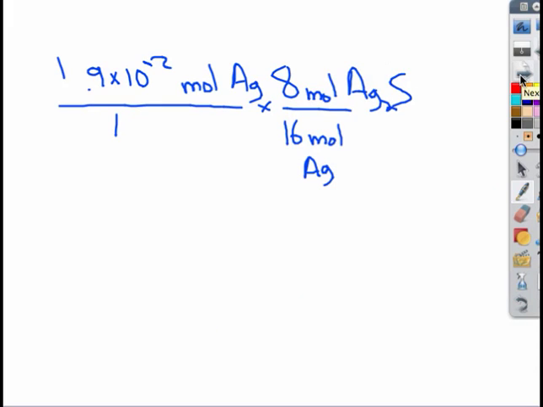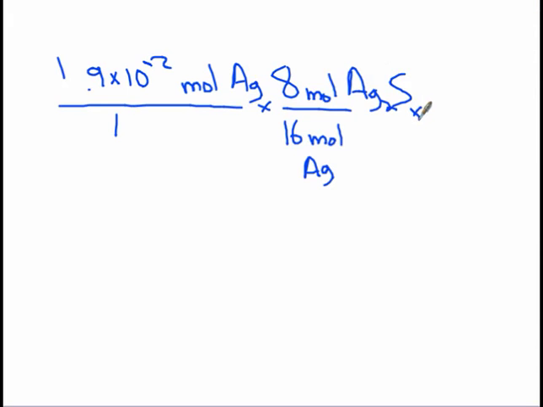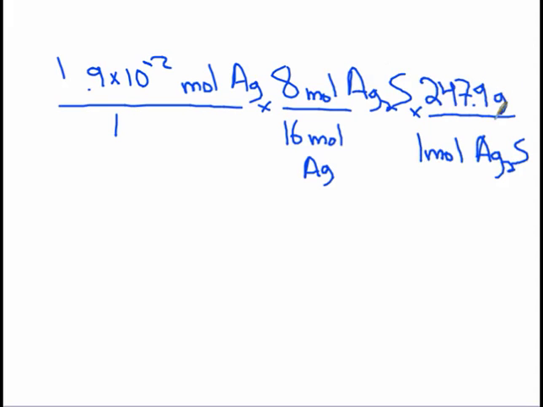We still want to get from that moles of silver sulfide into grams, so we can find the molar mass. The molar mass is found from adding the molar masses of 2 silvers and sulfur. 247.9 in 1 mole. Once we multiply that all through, we should have an answer in terms of grams of silver sulfide. You get about 2.4 grams of Ag2S.